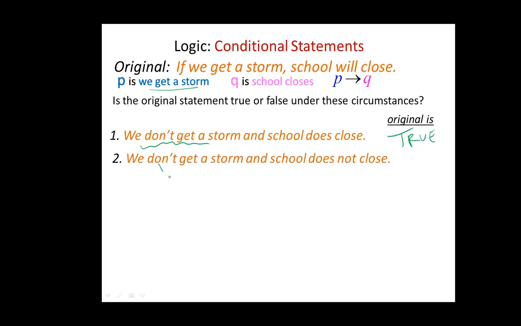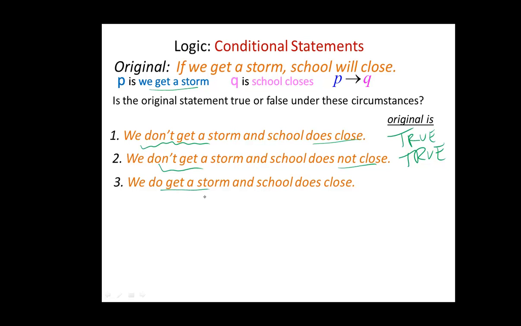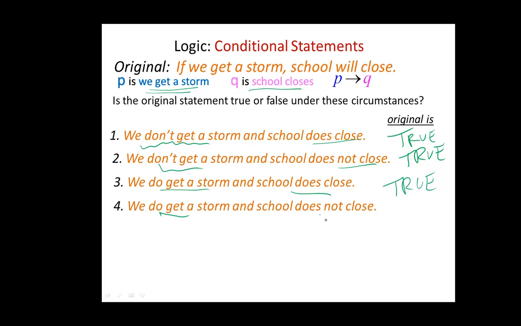Suppose we don't get a storm, same reasoning, it's automatically true. Whether school does close or doesn't close, if we didn't get the storm, we consider the implication true. Now if we do get the storm, so now the hypothesis does happen, school does close, our hypothesis happened and the conclusion happened. So this is our case for true. This is sort of what we're expecting. There was a big storm and school did close. Here we get the storm, school does not close. That means our conclusion did not happen even though the premise happened. So this is our case which is false.